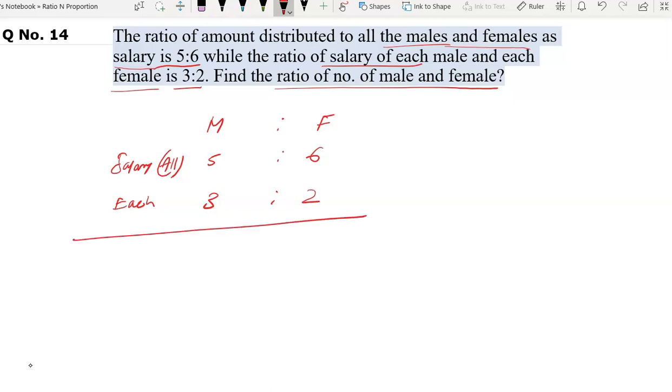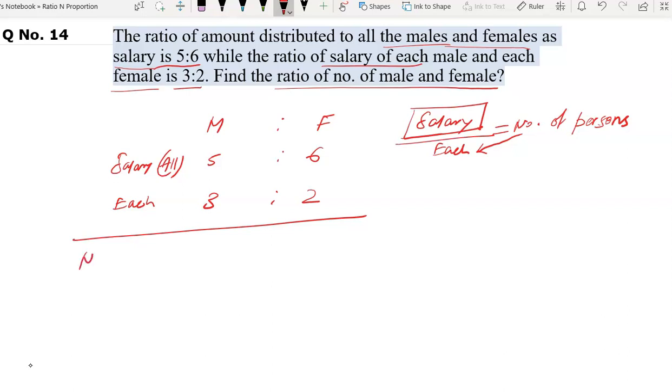Now we know that the salary of all divided by each will give us what? This will give us number of persons, or we can say number of persons into each salary will give us the total salary of all. So salary divided by each will give us number of persons.